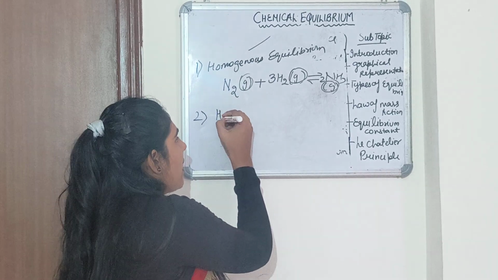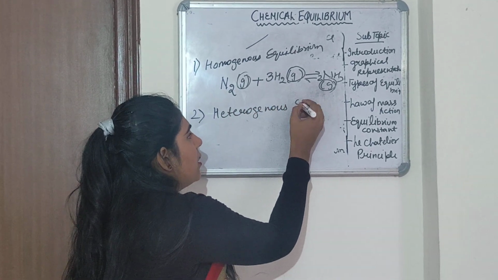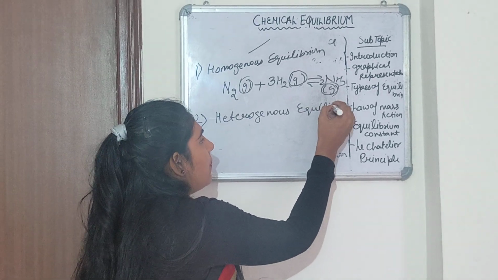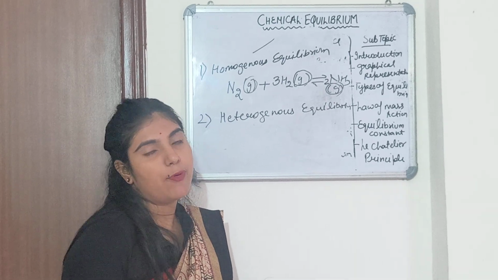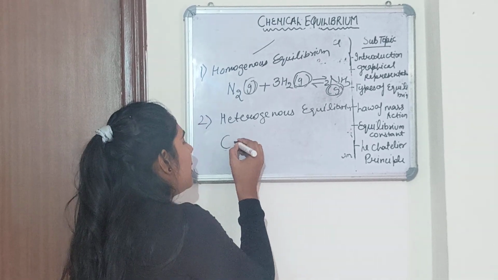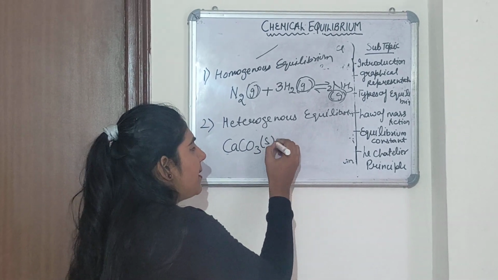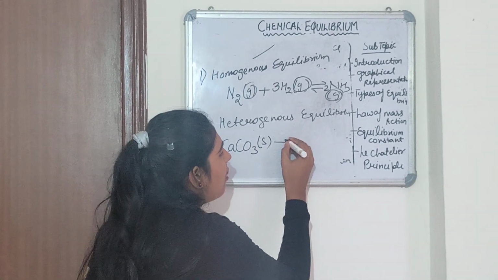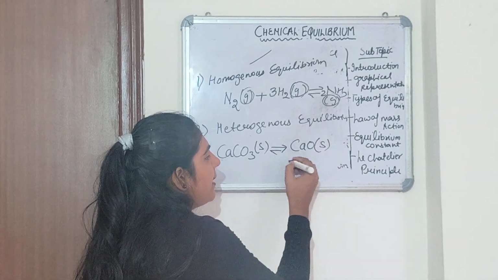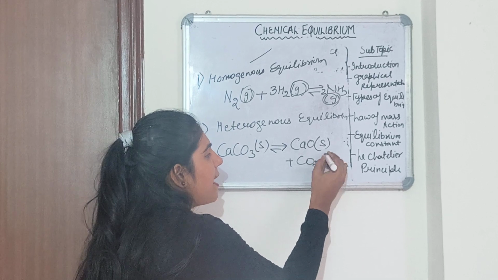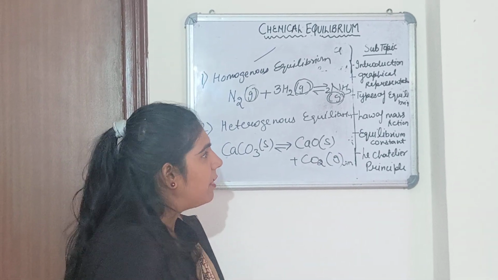The second type is heterogeneous equilibrium. Now what is heterogeneous equilibrium? In this case, the phase or the state of the reactants and products are different. For example, the decomposition reaction of calcium carbonate. Here, calcium carbonate is in the solid state, giving the product calcium oxide, again in the solid state, plus carbon dioxide, which is in the gaseous state. So this is an example of heterogeneous equilibrium.